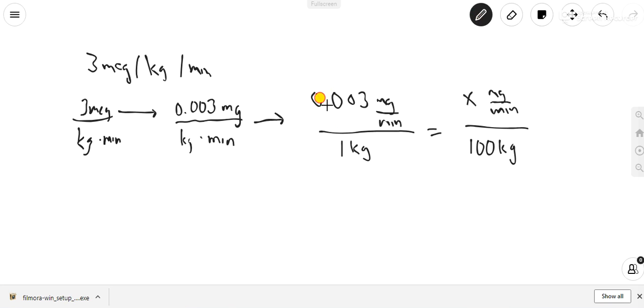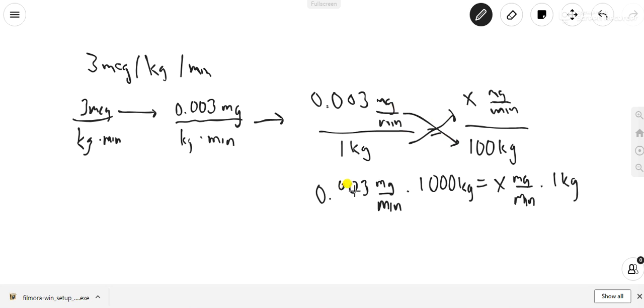And once this is done, and there should be a decimal right here, once this is done, we can cross multiply. We cross multiply, and this is what we get. 0.003 milligrams per minute times 100 kilograms is equal to X milligrams per minute times 1 kilogram. And what we do is we divide both sides by the 1 kilogram in order to get X by itself.